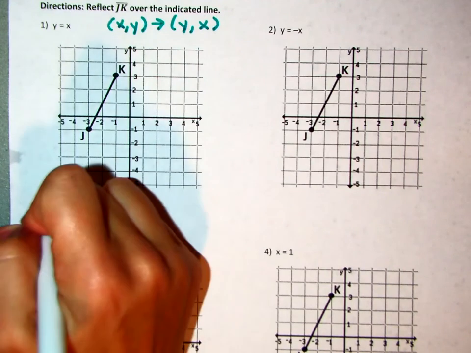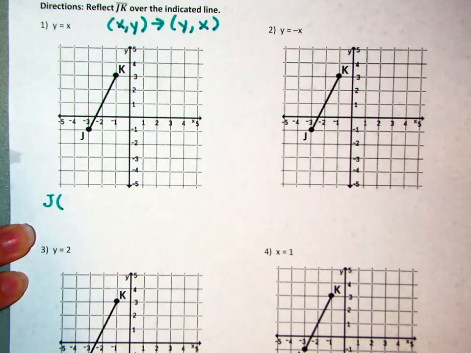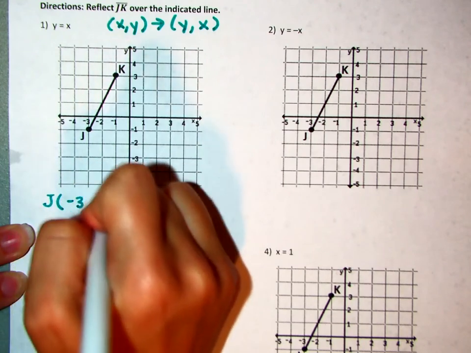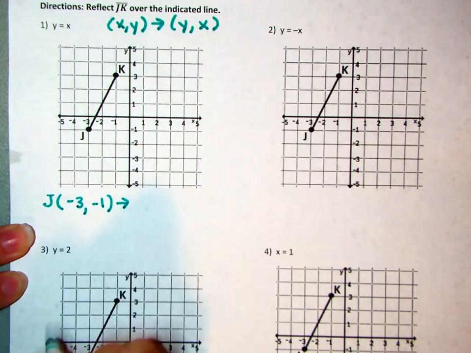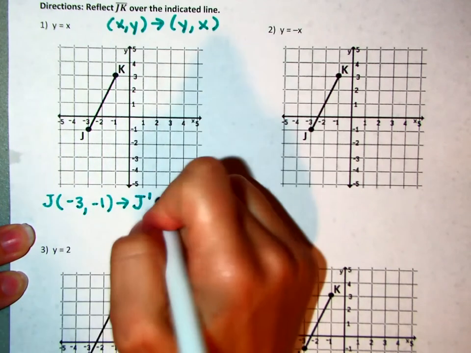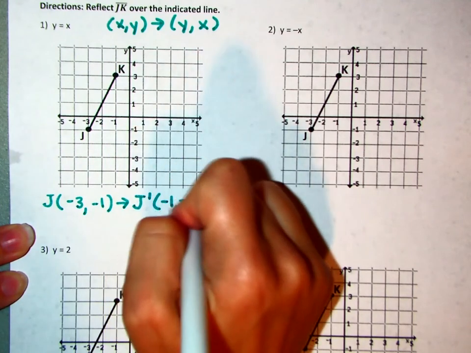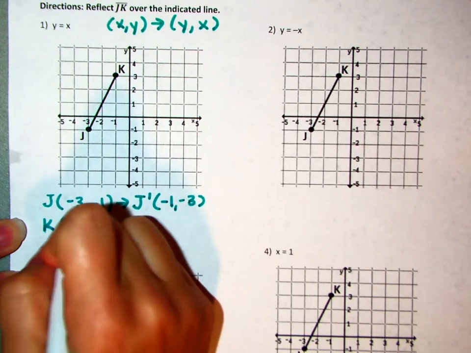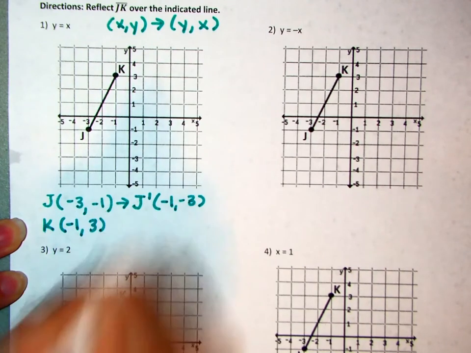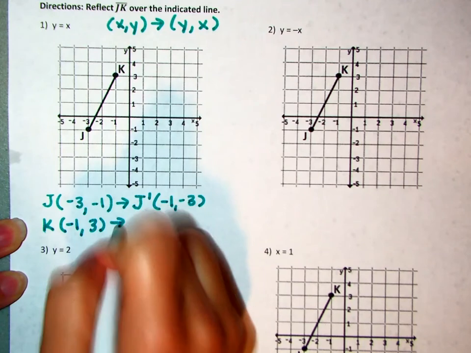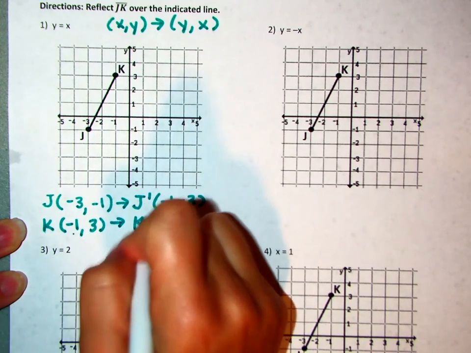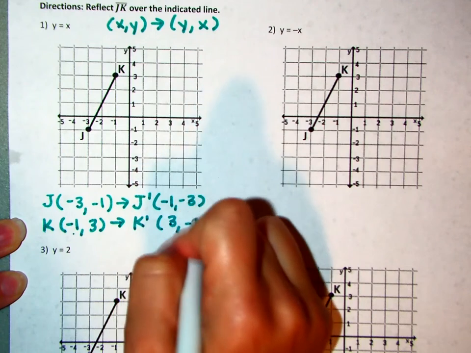So if we start with J, J on the coordinate plane is at (-3, -1). If we're going to flip-flop that in our reflection, we just change the y and the x. So now we have (-1, -3). K is at (-1, 3) on the coordinate plane, and when we reflect it over this line, again we just switch the x and the y. So K prime would be (3, -1).